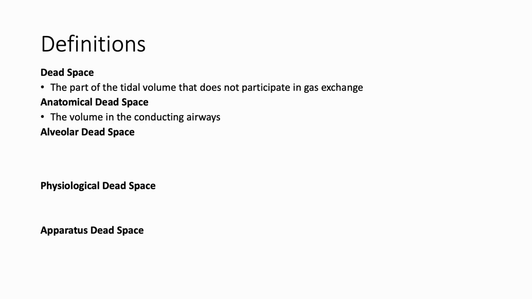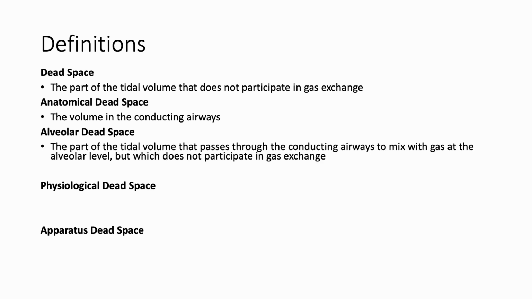Anatomical dead space is defined as the volume in the conducting airways, while alveolar dead space is defined as the part of the tidal volume that passes through the conducting airways to mix with gas at the alveolar level, but which does not participate in gas exchange. So that's a bit of a wordy definition, and I've taken that straight out of Nunn's, and I think Brandis also uses the same definition. But it really appeals to me because it's very precise in telling you exactly where it is.